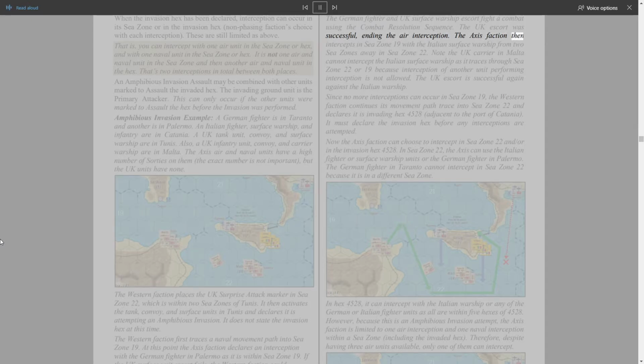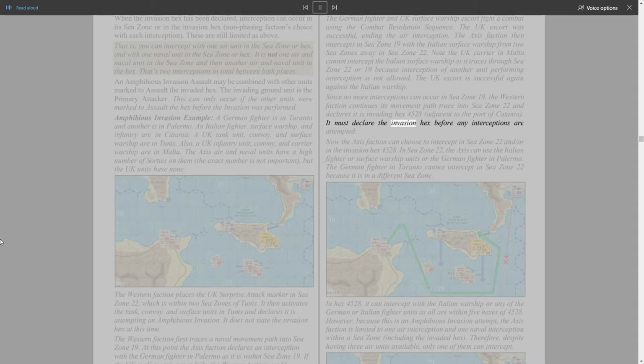The Axis faction then intercepts in Sea Zone 19, with the Italian surface warship from 2 sea zones away, in Sea Zone 22. Note the UK carrier in Malta cannot intercept the Italian surface warship, as it traces through Sea Zone 22 or 19, because interception of another unit performing interception is not allowed. The UK escort is successful again against the Italian warship. Since no more interceptions can occur in Sea Zone 19, the Western faction continues its movement path trace into Sea Zone 22, and declares it is invading Hex 4528 adjacent to the port of Catania.